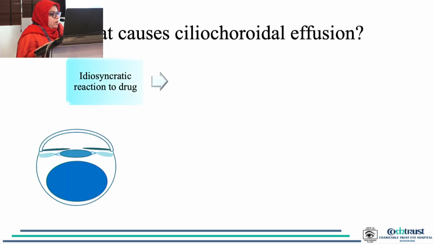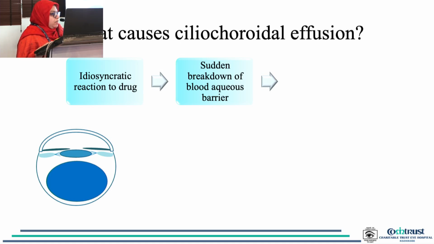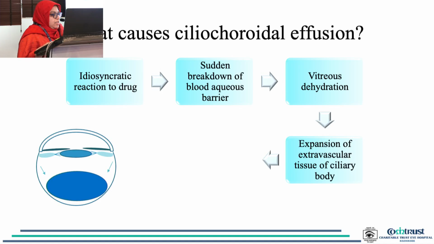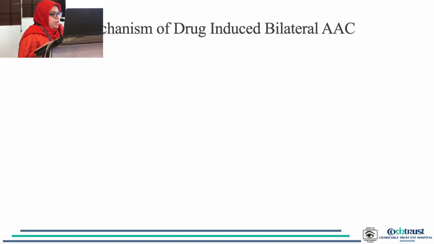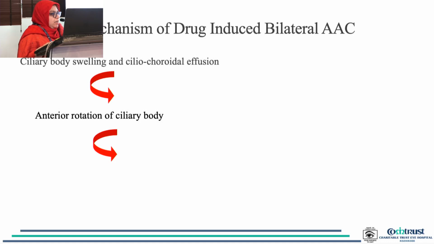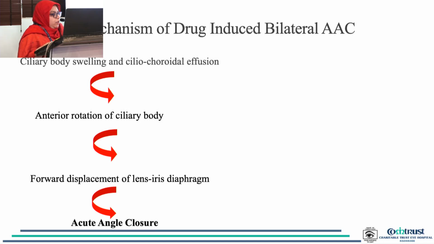So what is the cause of ciliochoroidal effusion? It is basically an idiosyncratic reaction causing sudden breakdown of the blood aqueous barrier. There is also vitreous dehydration and expansion of the extravascular tissue of the ciliary body, causing ciliary body edema. The mechanism of bilateral angle closure is basically ciliary body swelling and ciliochoroidal effusion. There is anterior rotation of the ciliary body, forward displacement of the lens iris diaphragm, and acute angle closure.